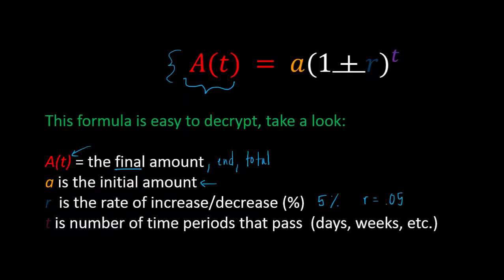T is the number of time periods that pass. This can be in any unit of time, days, weeks, whatever, it doesn't matter. This is a really unique situation. Often we have to be very, very clear about our units. If you take other math courses, you will have time restricted. Maybe time must always be expressed in years or something like that. In this case, again, it's just the number of time periods that pass.